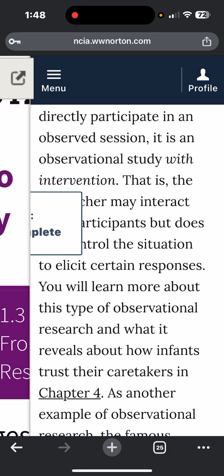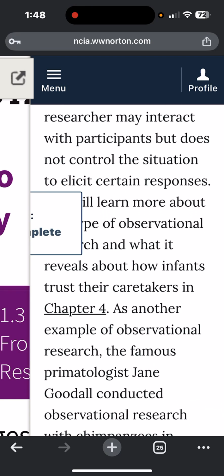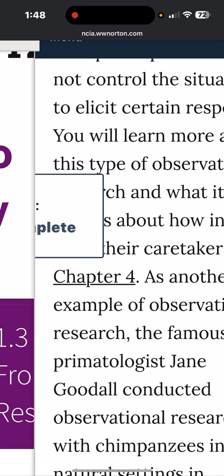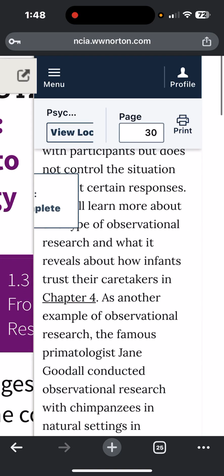You will learn more about this observational research and what it reveals about how infants trust their caretakers in Chapter 4. Go to Chapter 4. Are you at Chapter 4 yet? Me neither. Go to your chapters. Do as I say, not as I do.